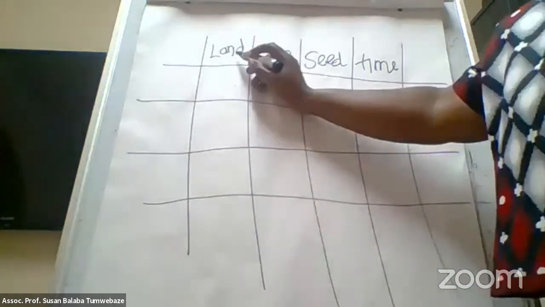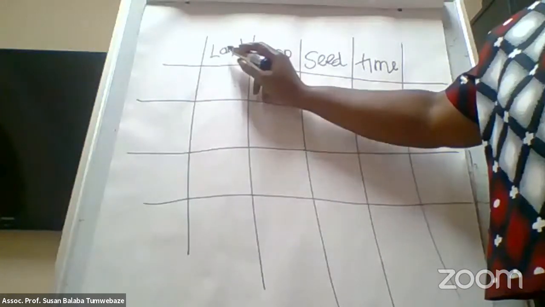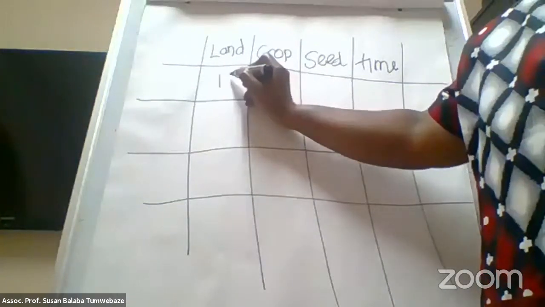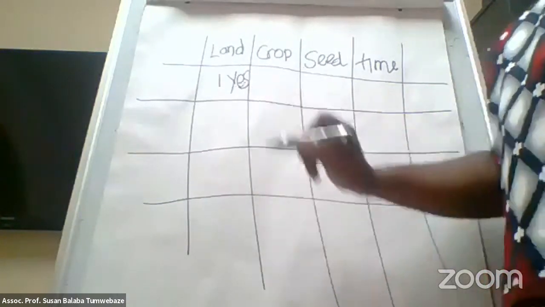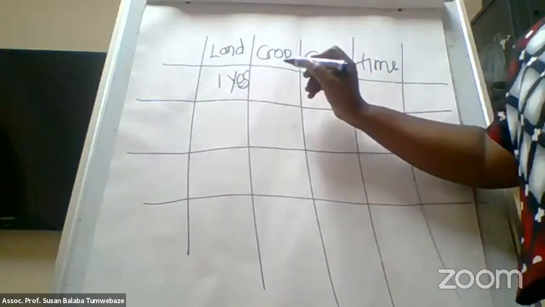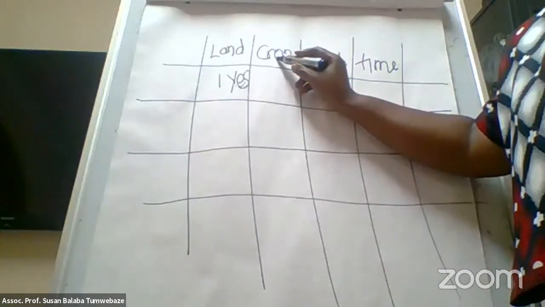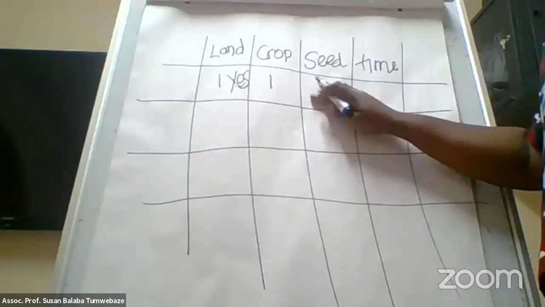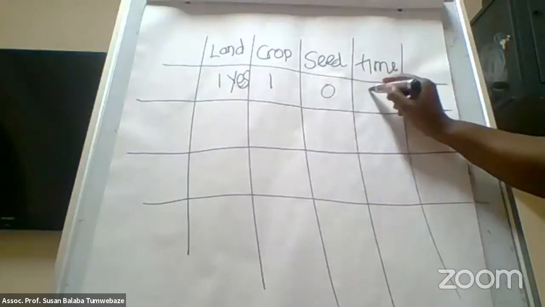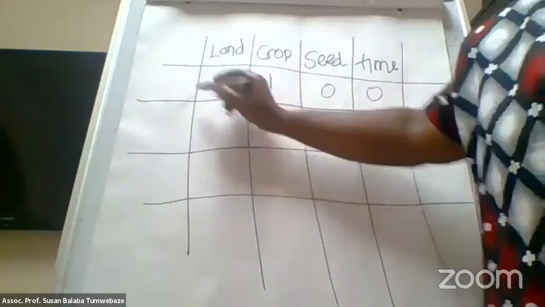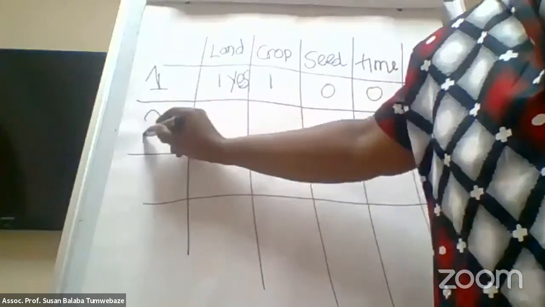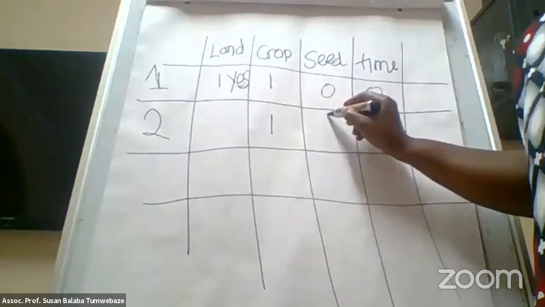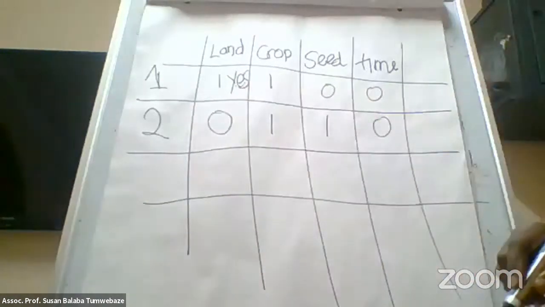Now I said that if somebody says they do not have land, we are going to put 1, and the 1 represents yes. If somebody says they do not have a suitable crop, I also put 1. If they don't mention this, I just put 0, meaning no. Then this is respondent number 1. Number 2 doesn't tick this, but ticks this one and this one. And these ones they don't tick.